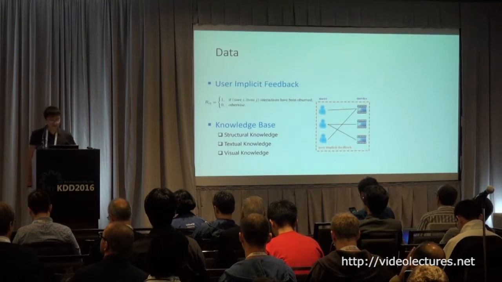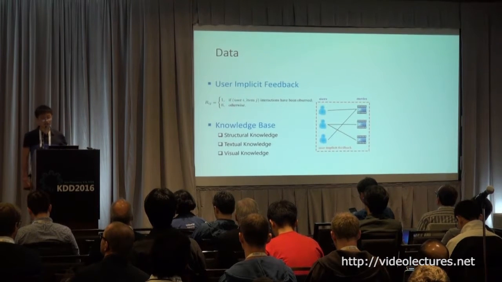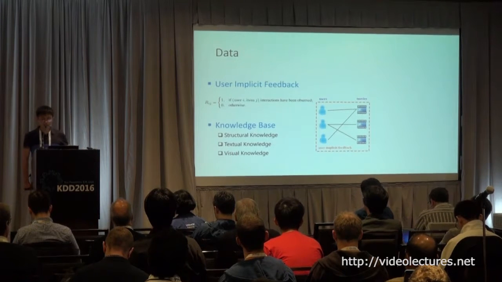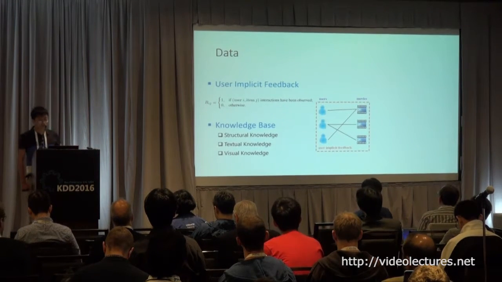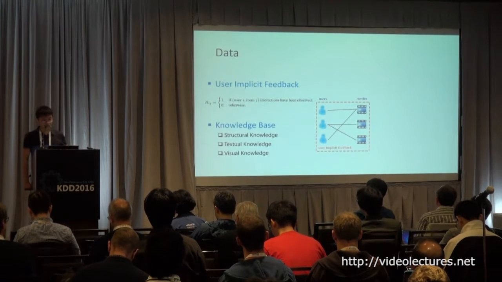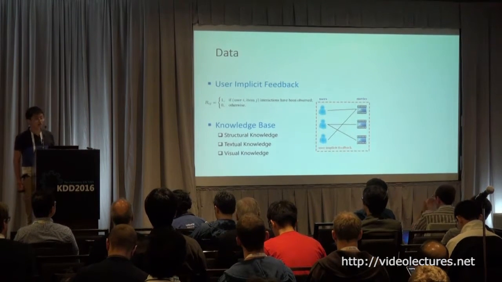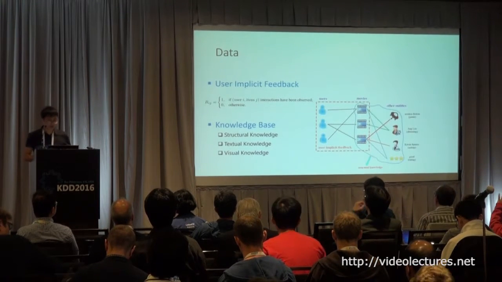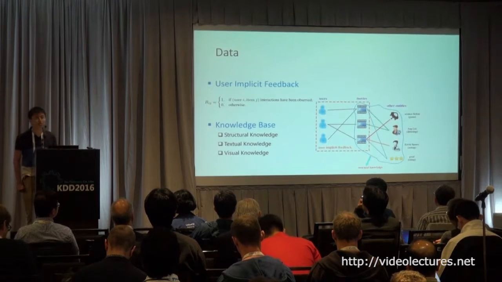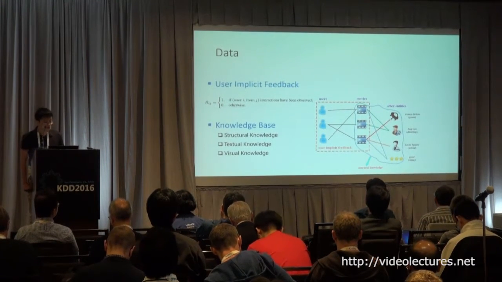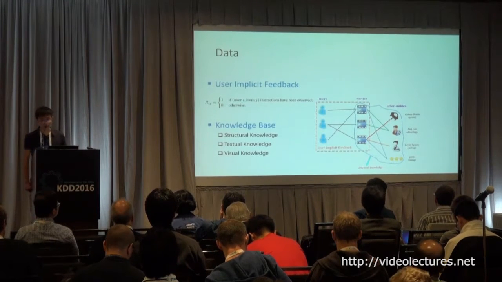Actually, in our work, there are two types of data. The first is user implicit feedback. In the implicit feedback, if the user has some action on an item, the value will be 1. Otherwise, the value will be 0. And then in the knowledge base, we have 3 types of knowledge: structural knowledge, textual knowledge, and visual knowledge respectively.